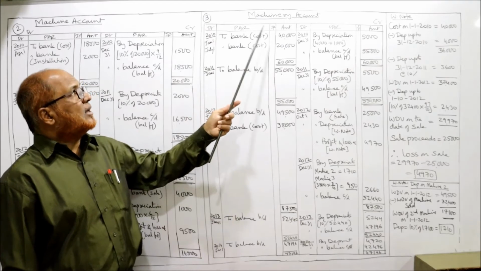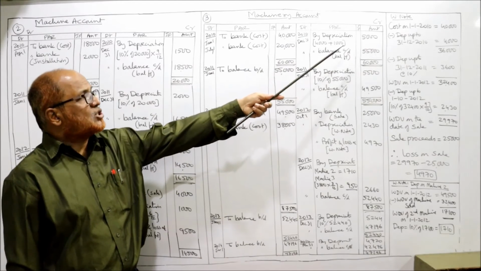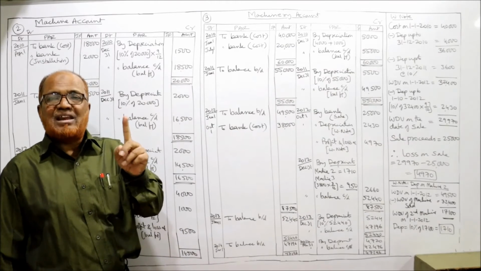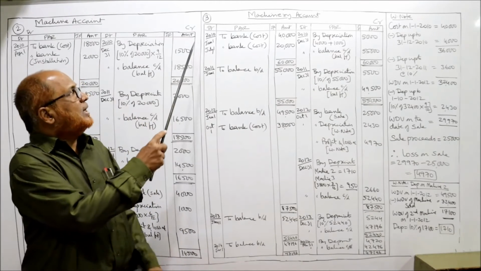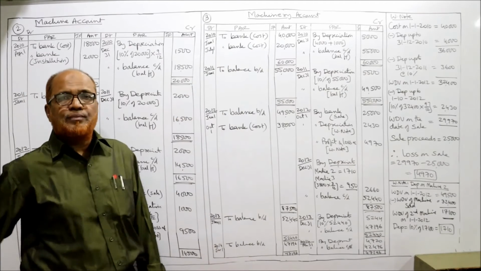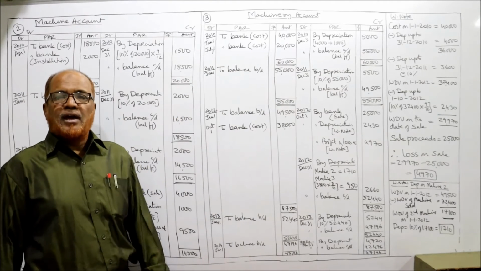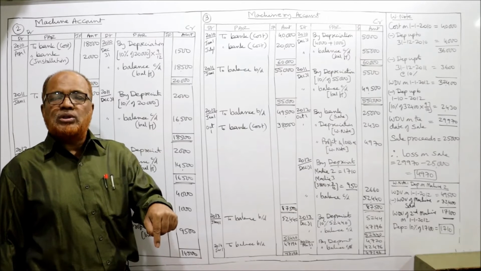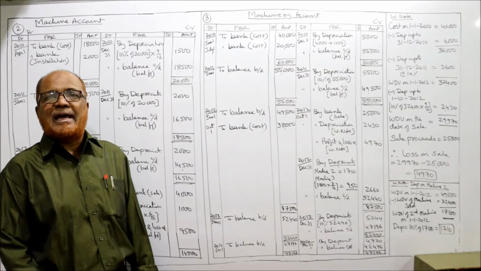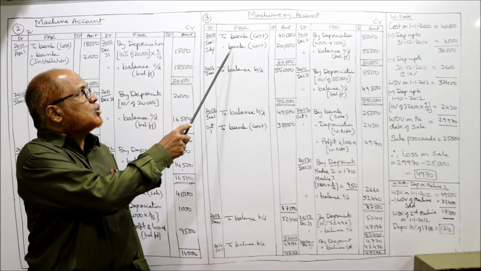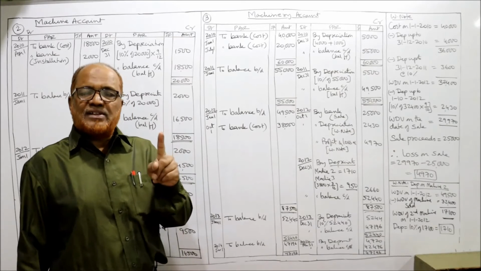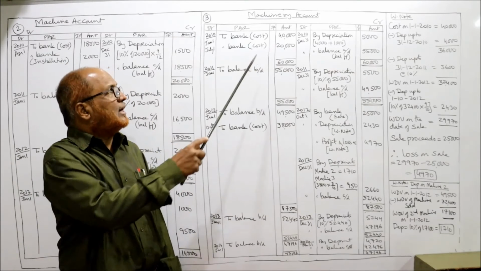Debit side: date, particulars, JF, amount; credit side: date, particulars, JF, amount. The first machine was purchased on 1st January 2010, so here I have written 2010 January 1st, to bank, cost 40,000. This is the first machine. And during the same year 2010, the second machine was purchased on 1st July. So July 1st, to bank, cost 20,000. So 2 machines we have. The first machine 40,000, second machine 20,000.